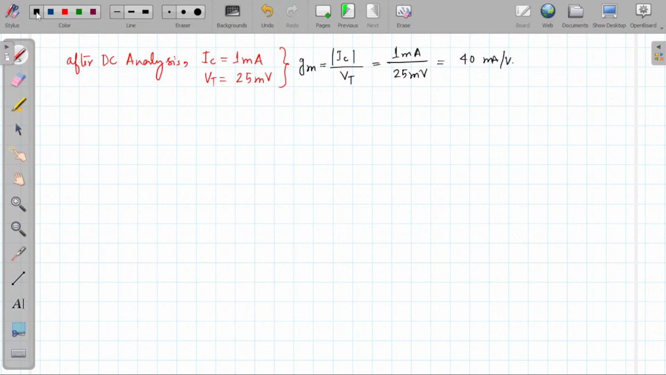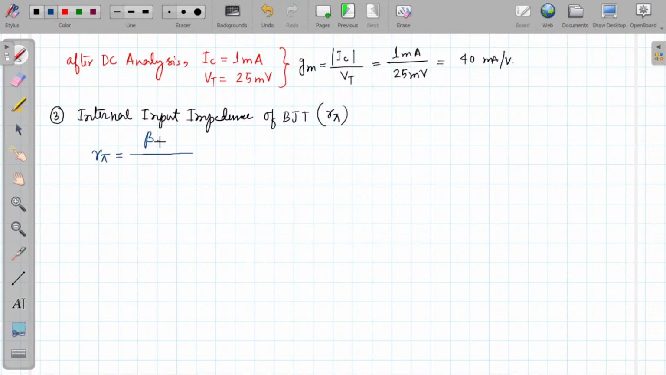Now the next parameter that we should discuss, the third parameter, is the internal input impedance of the bipolar junction transistor, and this internal input impedance is denoted by the r pi value. So how to find r pi? r pi is found from beta AC divided by GM.